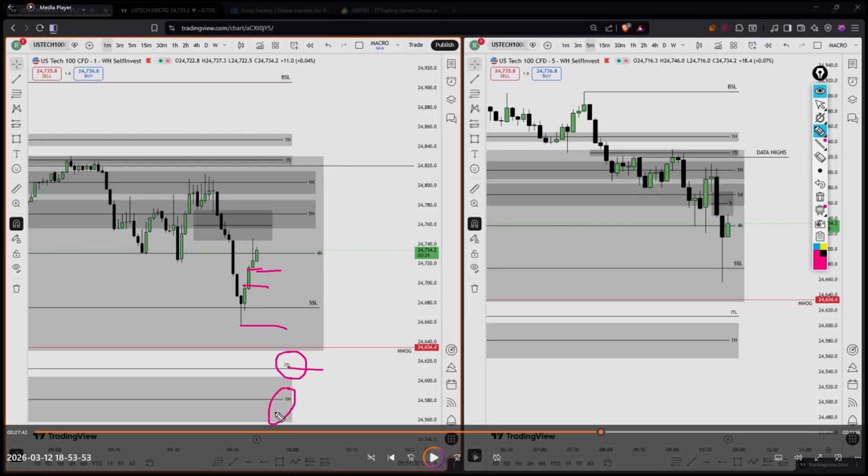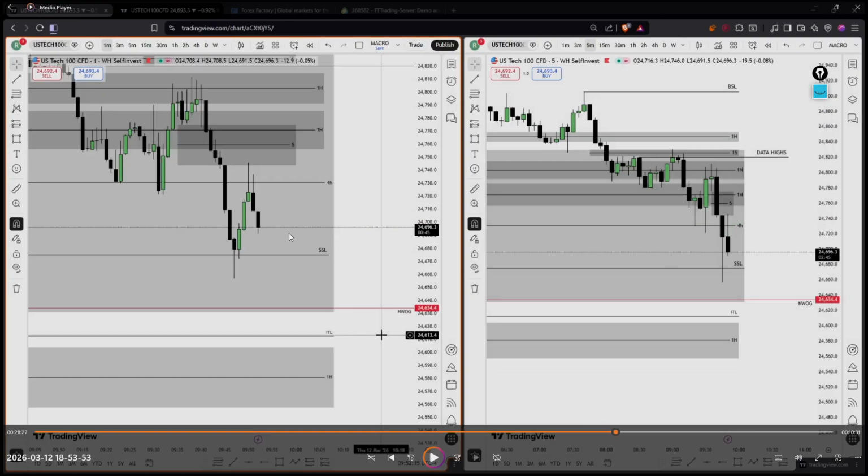This 1 hour had already been mitigated a long time ago. That's why I didn't trust that the market can even come to here, but I trusted that this ITL, intermediate low, had not been mitigated and it can get mitigated directly. Okay, this is the overall output of today. I waited here, and as it happened, I took my trade there.